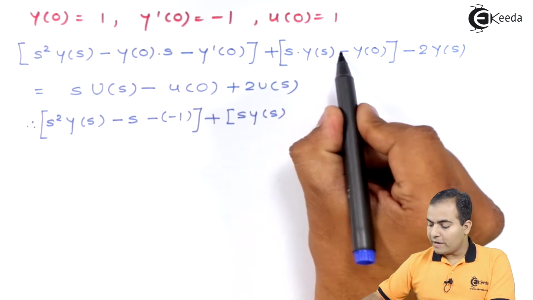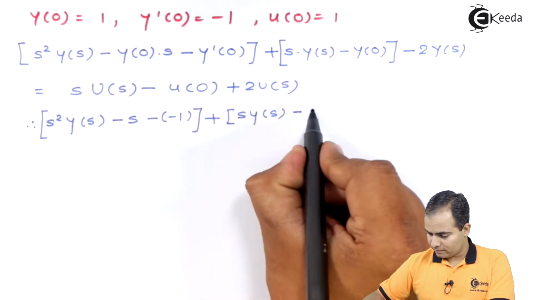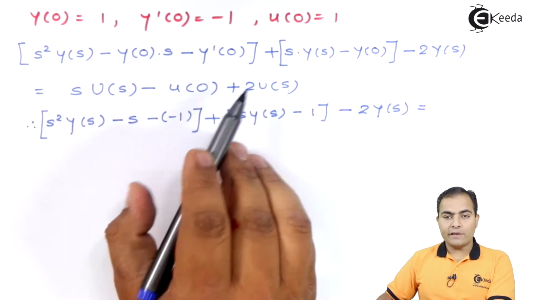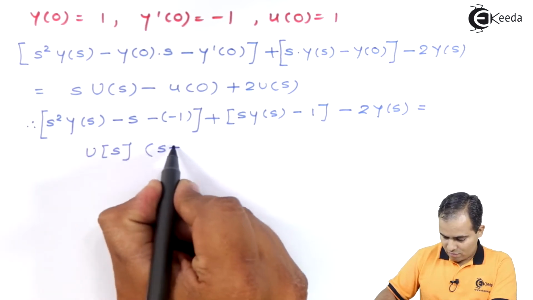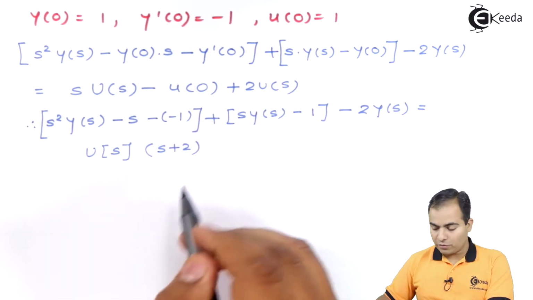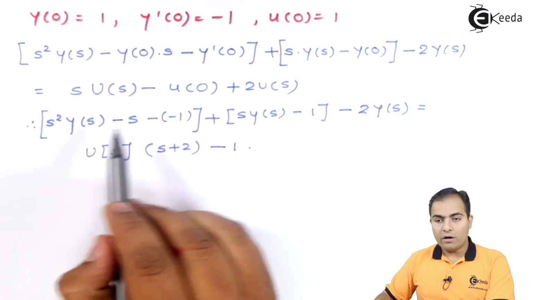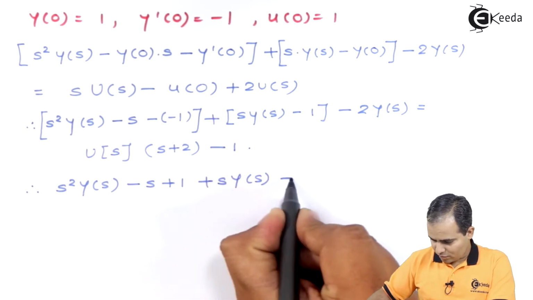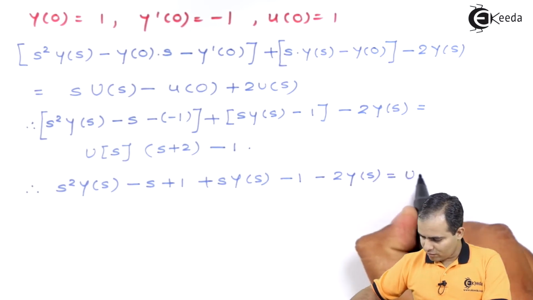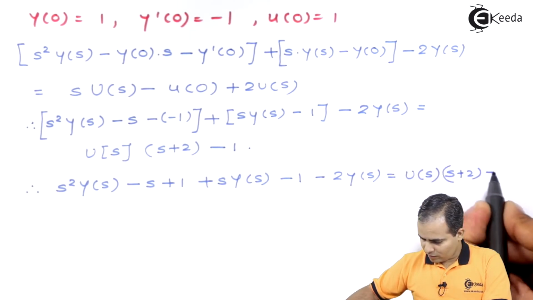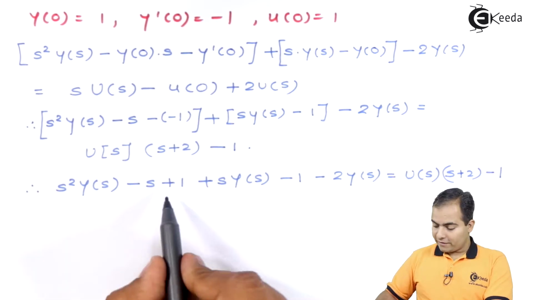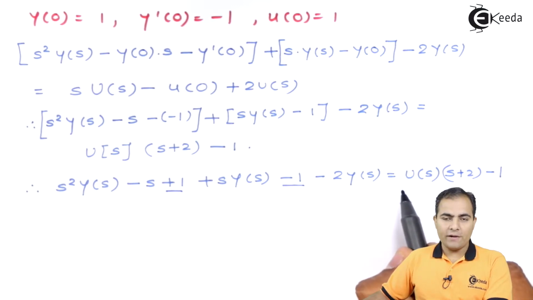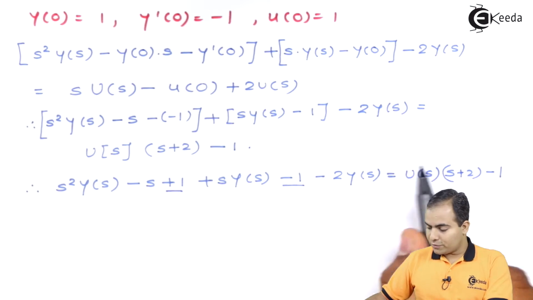Next part is s Y of s minus y of 0. Y of 0 is 1. Now here you can take U of s common, so what you will get is s plus 2, minus u of 0, and u of 0 is 1. Now just open all the brackets. Now what is the next step? Look here, plus 1 minus 1 will get cancelled, and U of s is nothing but the Laplace transform of a unit step, which is 1 by s. So I'll substitute the 1 by s value over here.